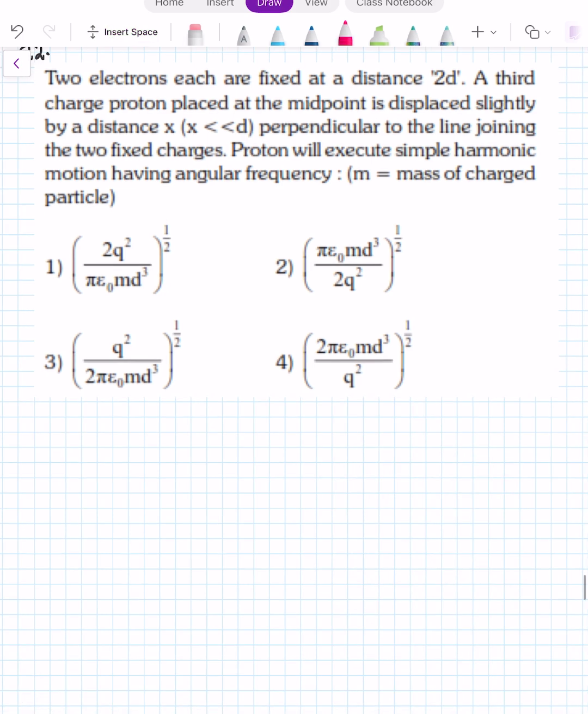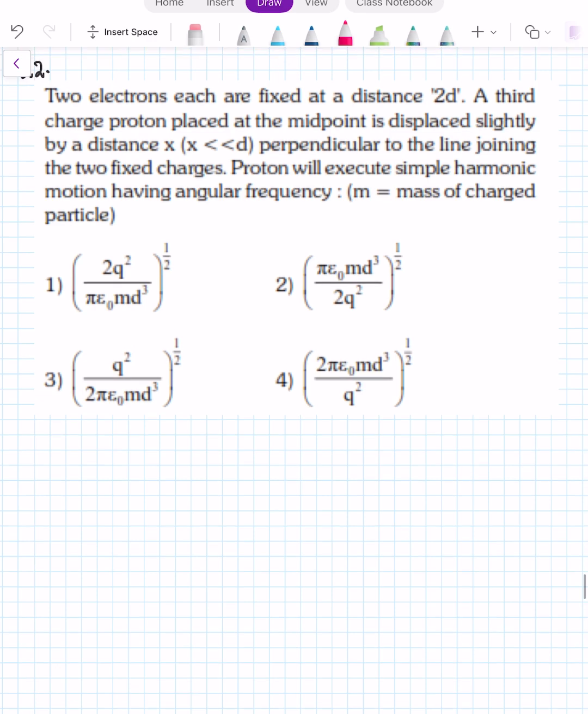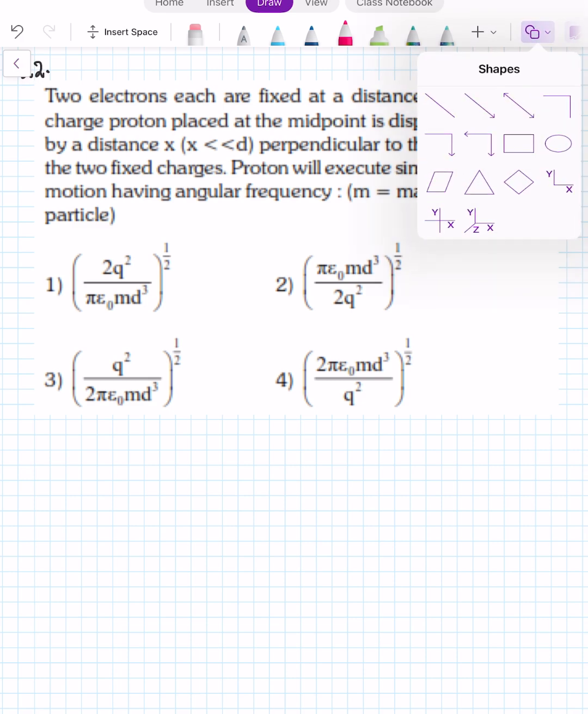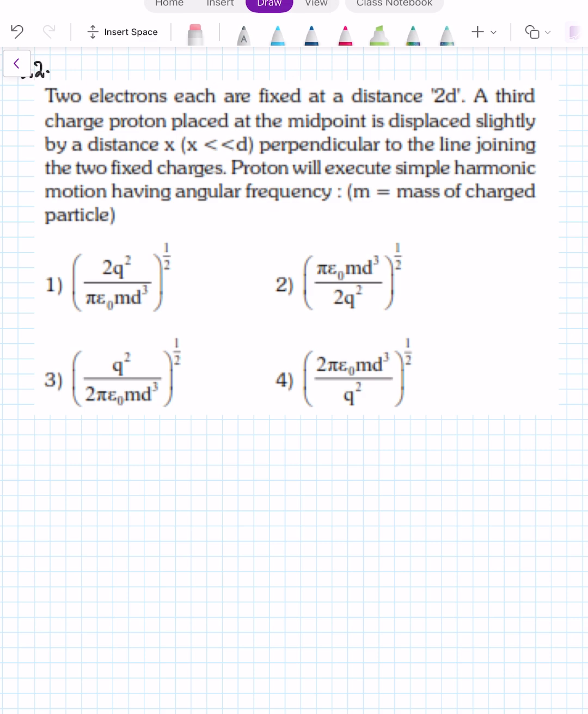Let's see this question also. Now, two electrons. Up till now in all the questions it was mentioned two positive charges or two charges, but here specifically they are mentioning two electrons are placed at some separation. Two electrons each are fixed at a separation of 2d. So here one electron, here another electron, and this is the separation 2d. A third charge, proton, placed at the midpoint.